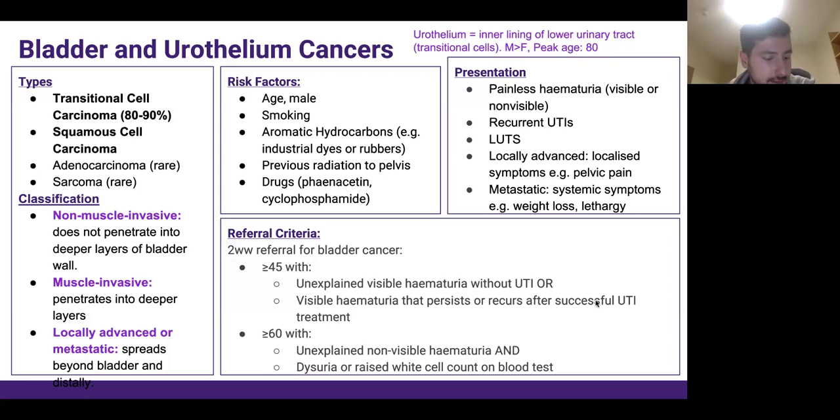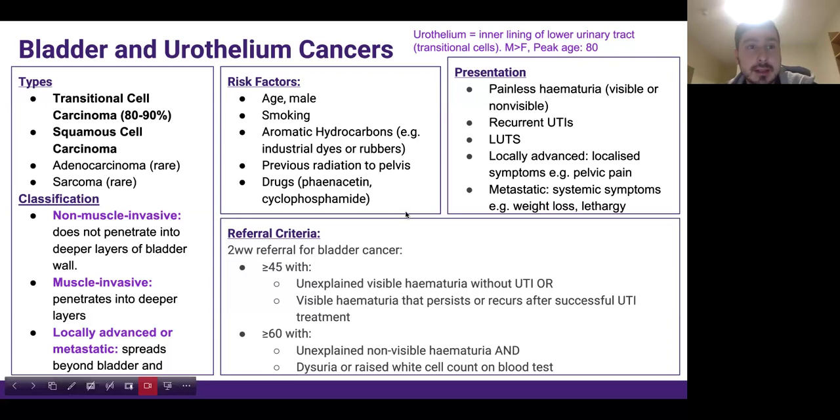So how do we classify this? We separate it into non-muscle invasive and muscle invasive, and that's in keeping with how we risk stratify and treat this. Non-muscle invasive, as it sounds, doesn't go into the muscle, it stops at most at the lamina propria. And muscle invasive goes into the muscle and perhaps even what surrounds the bladder.